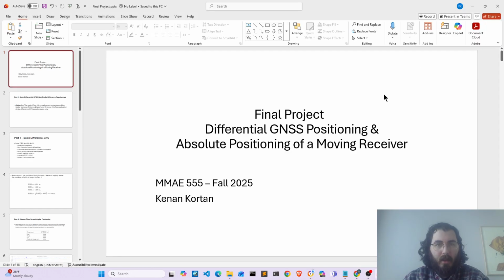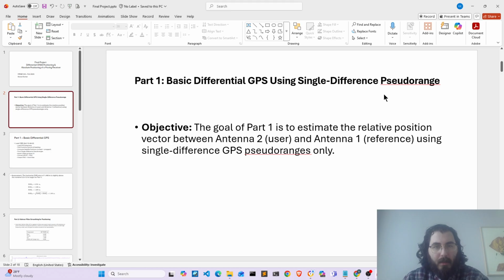Hi, my name is Kenan Kortan, and today I'm going to present my final project, Differential GNSS Positioning and Absolute Positioning of a Moving Receiver. So let's start with part 1. Part 1 of the project focuses on implementing a basic differential GPS solution using single difference pseudo ranges. The goal is to estimate the relative position between the user and the reference antennas at every epoch, with an expected accuracy on the order of half a meter to 1 meter.